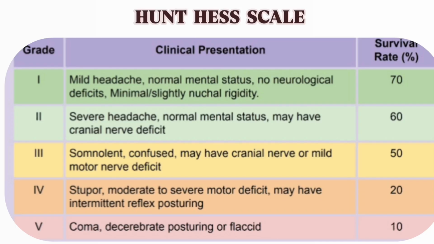Now, based on the clinical presentation of subarachnoid hemorrhage, a Hunt-Hess scale has been devised. It basically determines the risk of mortality in patients of subarachnoid hemorrhage. Grade 1 patients have minimum risk of mortality, while grade 5 patients have maximum risk of mortality.